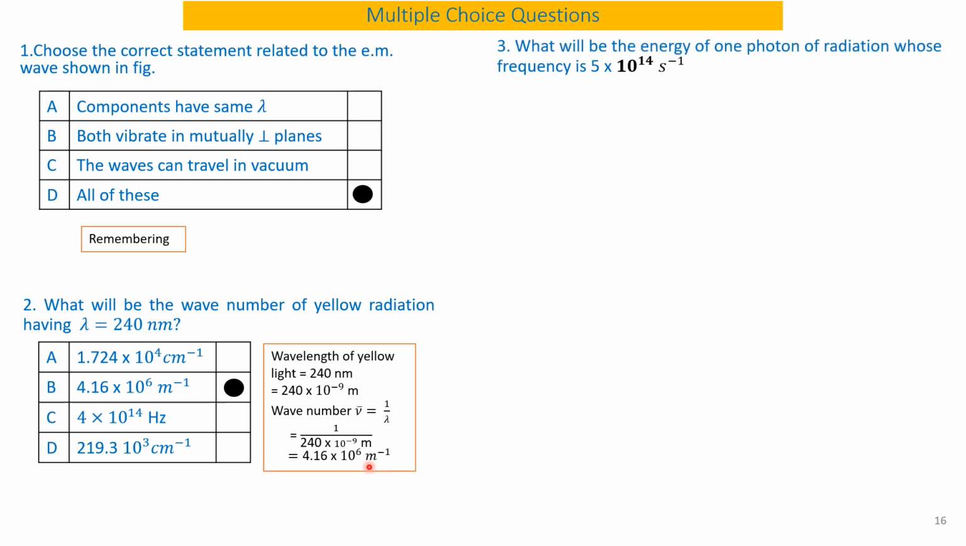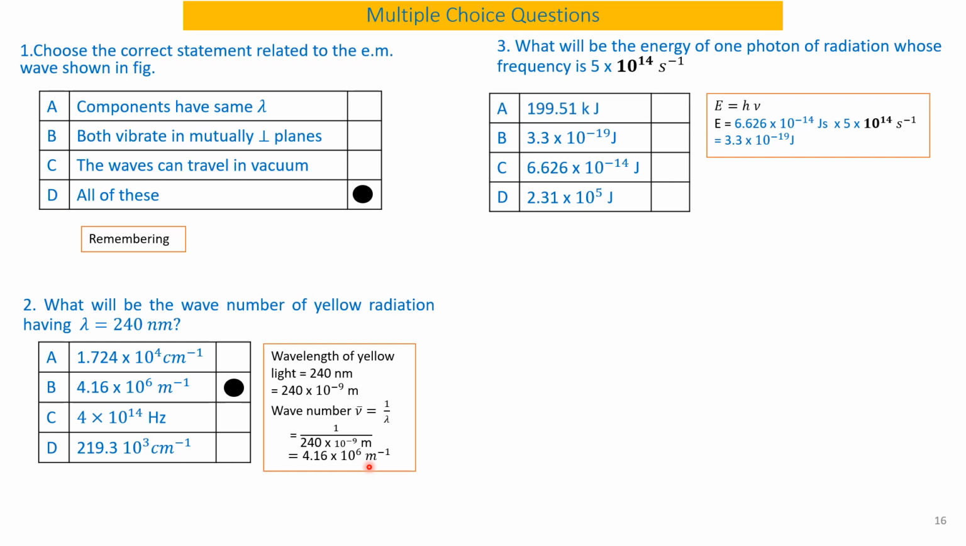Next question is, what will be the energy of 1 photon of radiation whose frequency is 5 into 10 to the power of 14 per second? 4 answers are given. You have to analyze. The calculation is shown in the insert box. E is equal to h nu. H is Planck's constant, you have to remember, and the frequency is given as 5 into 10 to the power of 14 per second. So the value comes to 3.3 into 10 to the power of minus 19 joules. This answer appears as option B.